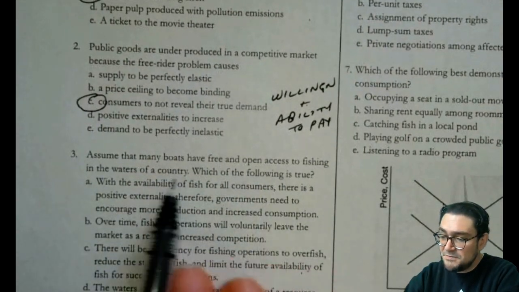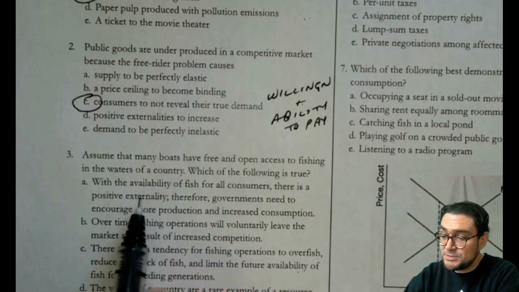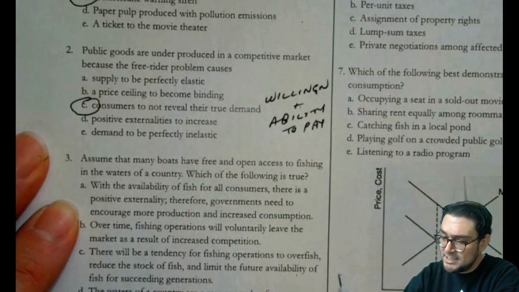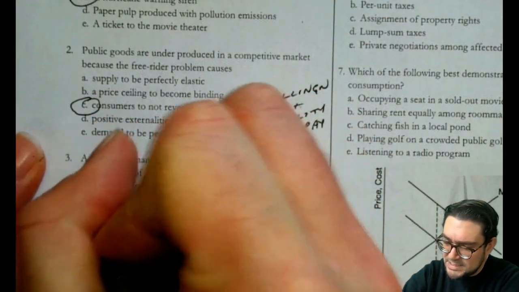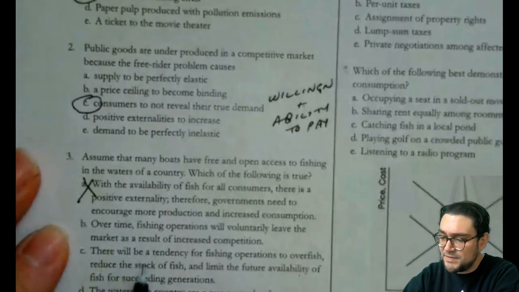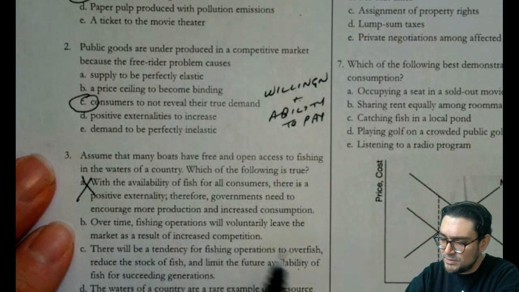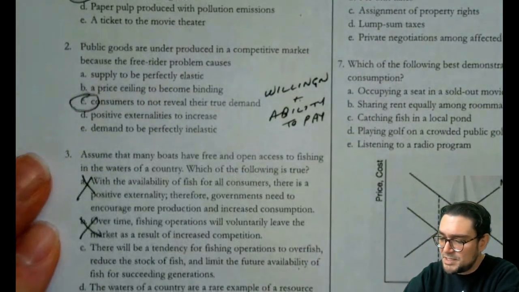Number 3, assume that many boats have free and open access to fishing in the waters of the country. Which is true? With the availability of fish for all consumers, there is positive externality. No, that doesn't make any sense. There would have to be somebody else who's benefiting. Over time, fishing operations will voluntarily leave the market as a result of it. No, that would only happen if they're not making profit.